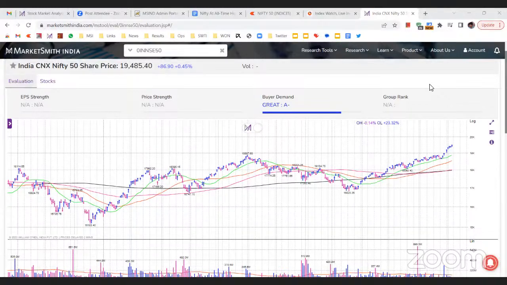Talking about the model portfolio, we have been doing really well. Even though we recently changed the market status to confirmed uptrend, we have been adding stocks from long back. We have added many stocks to the portfolio, which have done very well.